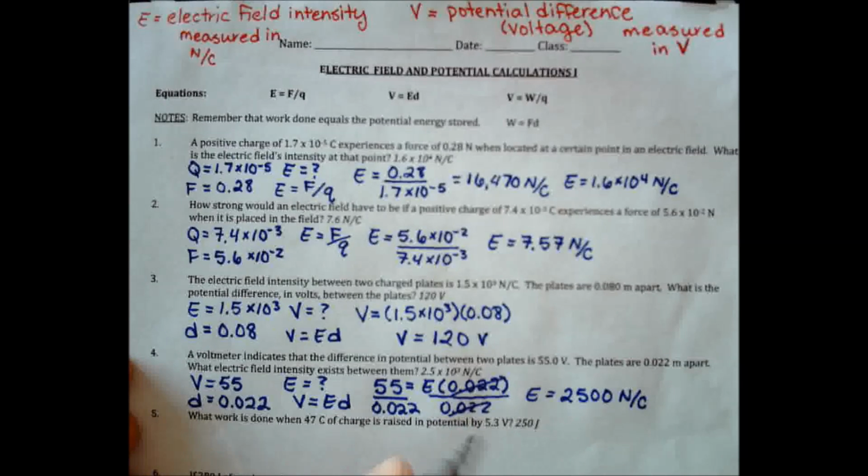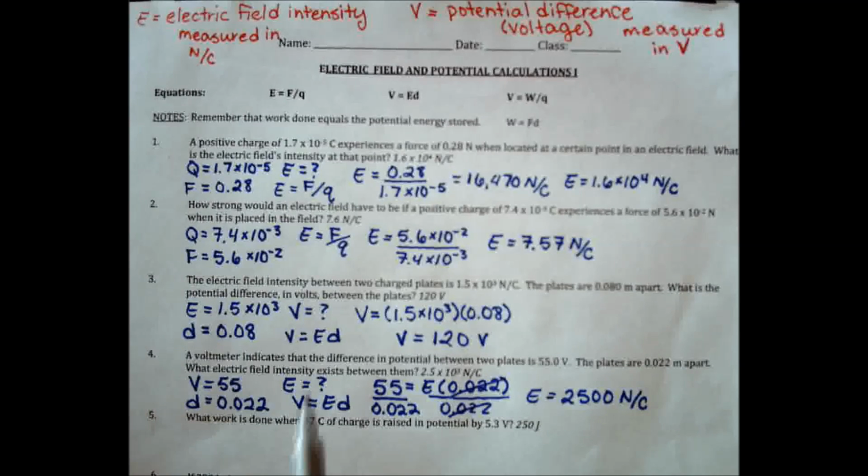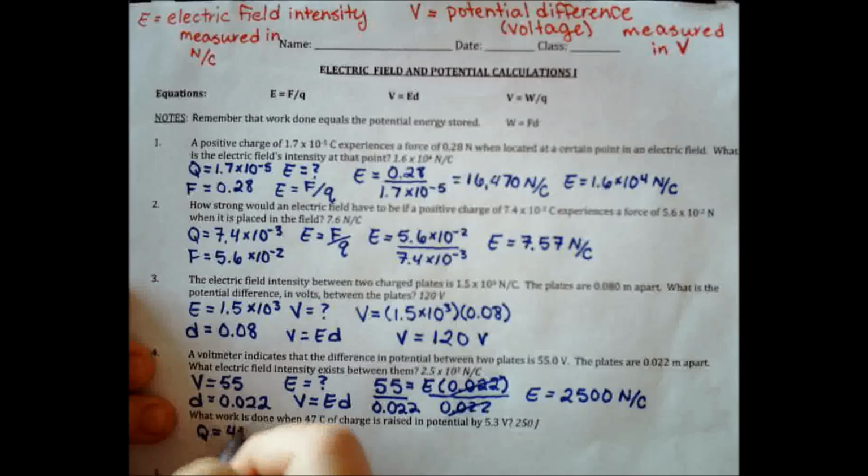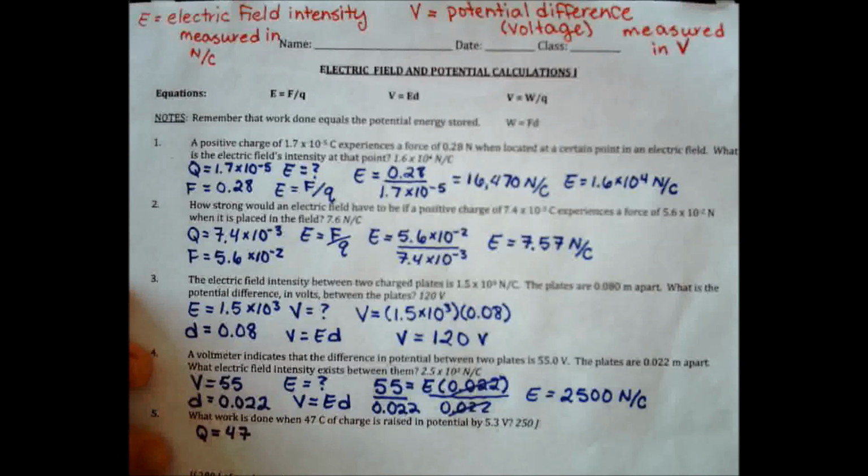What work is done when 47 coulombs of charge is raised in potential by 5.3 volts? Man, that is a ton of charge. I just want that on the record. So this is a little funny, but raised in potential, that's saying potential difference.